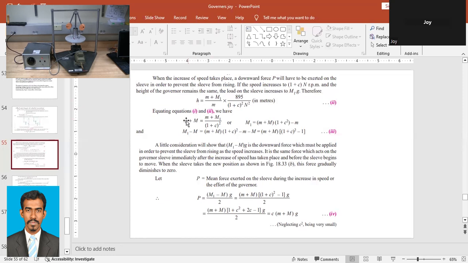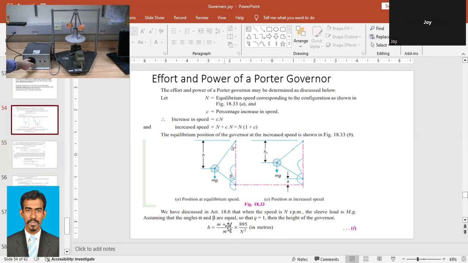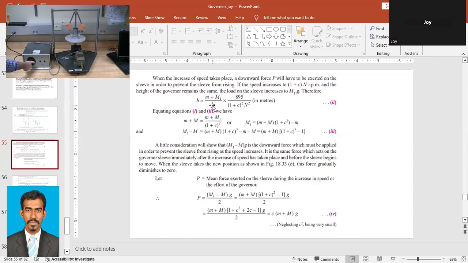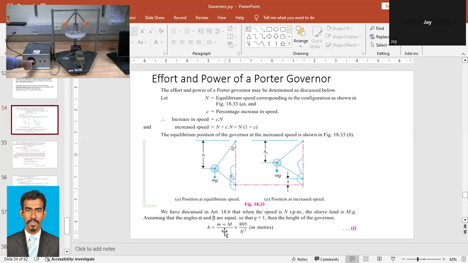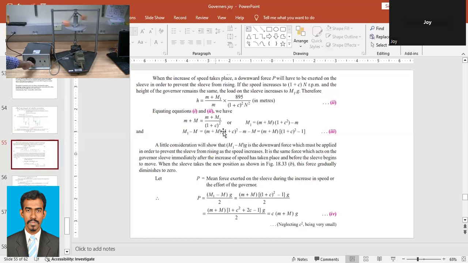So we leave that m plus capital M, the rest of the terms are equal, right? You see here, m plus capital M, 895 upon n squared m we have. Here m plus m1 into m, 895 upon 1 plus c whole square m squared. So when you equate it, you will have m plus m equal to m plus m1. This 895 and this m would be cancelled out with this 895 and this m. So what we will have is m plus m1 upon 1 plus c whole square, right?